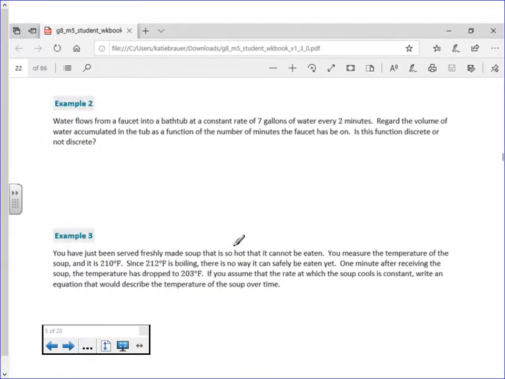Example 2 says water flows from a faucet into a bathtub at a constant rate, 7 gallons every 2 minutes. This is the same exact problem that we did before. If you're trying to come up with an equation for this situation, this is what we did the other day, on lesson 3. You always start with y divided by x. Time goes on the bottom. 2 minutes is a time, so that goes on the bottom, and you cross multiply. 2 and y point to each other, and 7 and x point to each other.